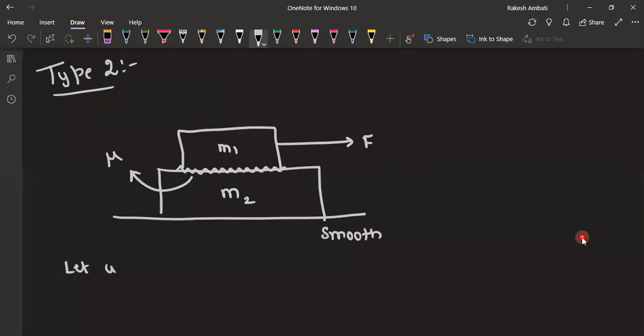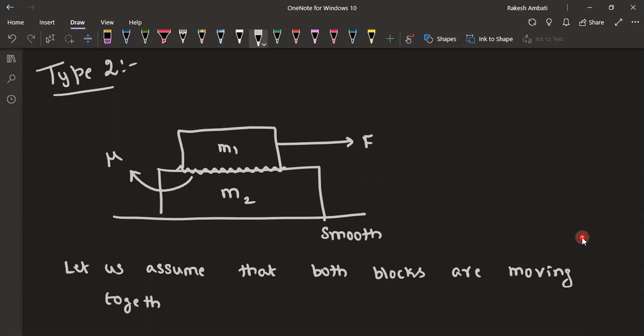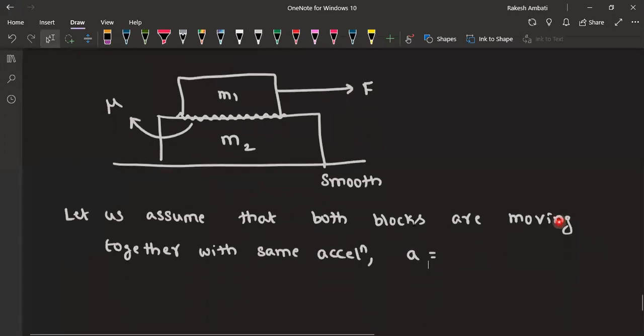Let us assume that both blocks are moving together with the same acceleration. Both are moving together with the same acceleration. So how to find the same acceleration? A equal to... So both are moving together with the same acceleration.